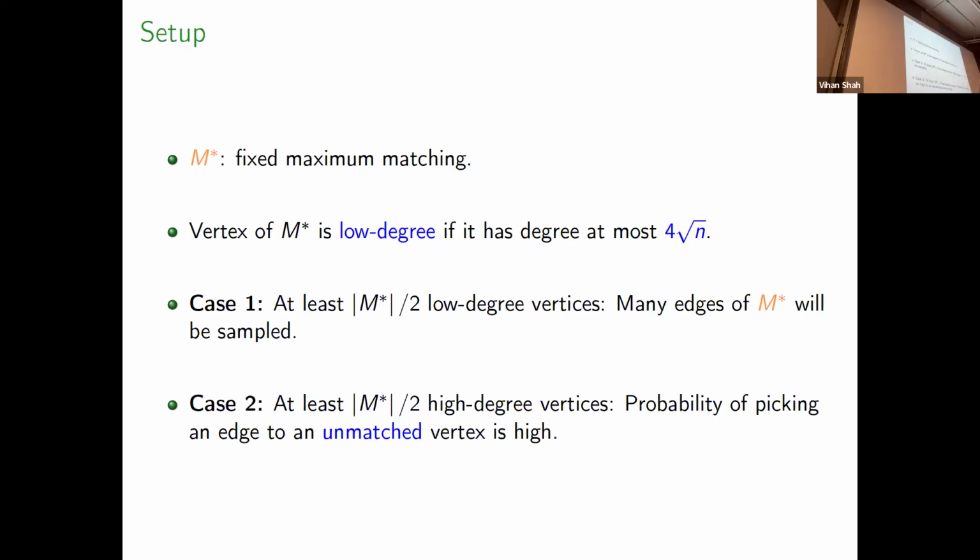In the low degree case, many M star edges will actually be sampled, and this is exactly the puzzle, up to this constant of 4. And in the high degree case, since the vertices are high degree, the probability of sampling an unmatched neighbor is high, and that's why you can grow the matching. So let's go over both of these.